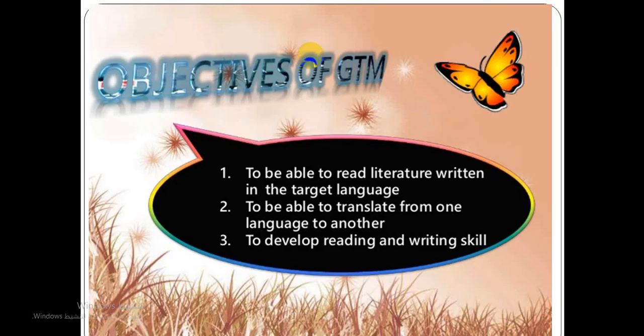Objectives of the grammar translation method. At the completion of the lesson, students are expected to be able to read literature written in the target language, to be able to translate from one language to another, and to develop reading and writing skills. Language usage.